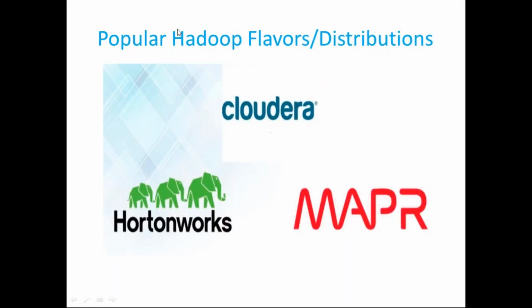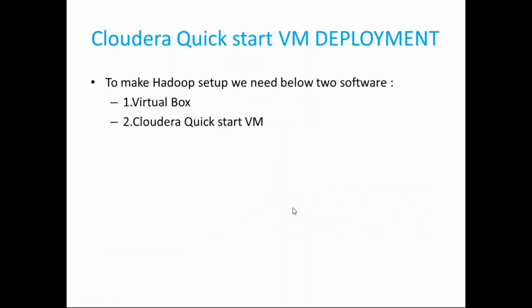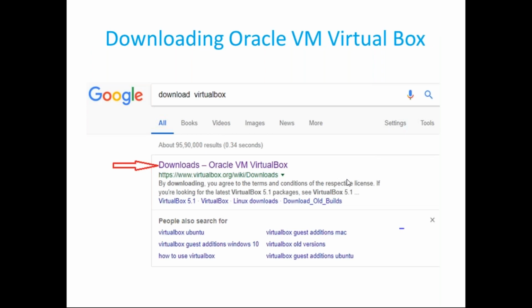Before going ahead, these are the popular Hadoop flavors or distributions: Cloudera, Hortonworks, and MapR. We'll see our first step, which is setting up a Cloudera QuickStart VM deployment. For that, we will download VirtualBox and then download and install the Cloudera QuickStart VM in VirtualBox. Okay, let's move on.